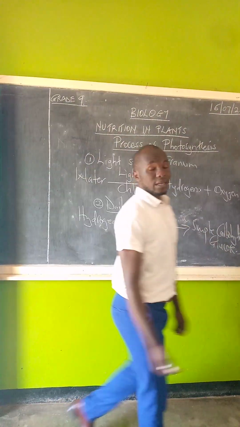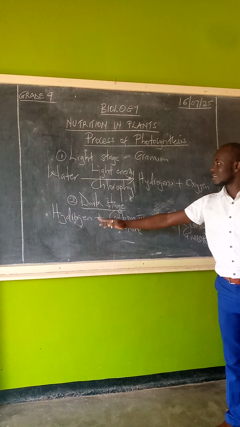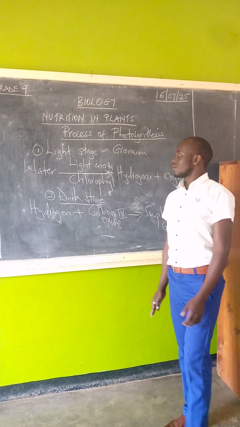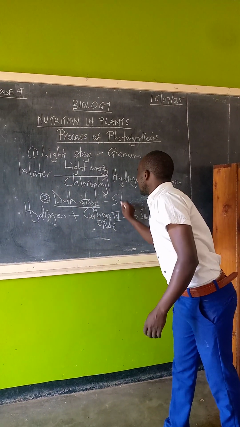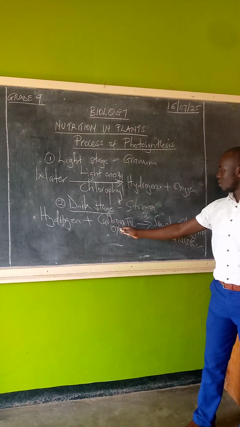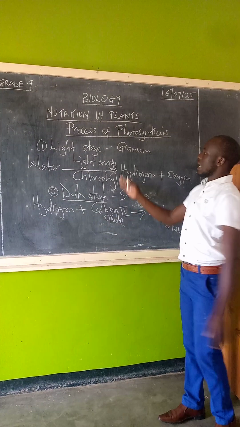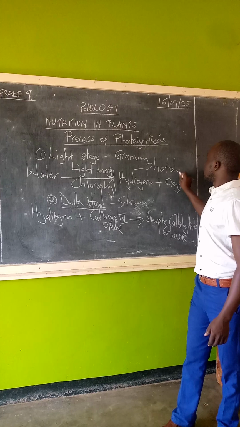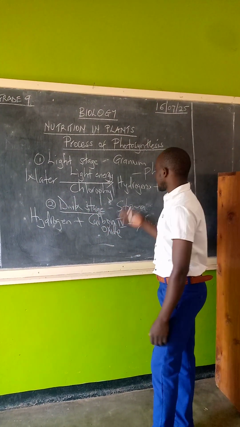So in summary, we have looked at two stages in photosynthesis, the light stage and the dark stage. In the light stage, water is broken down into hydrogen and oxygen in the presence of light energy, and we've said it occurs in the granum. The dark stage occurs in the stroma, and in the stroma, hydrogen is combined with carbon dioxide to form a simple carbohydrate through the process of carbon dioxide fixation. The light stage is the process of photolysis. Photolysis is the process of light energy splitting water molecules into hydrogen and oxygen.